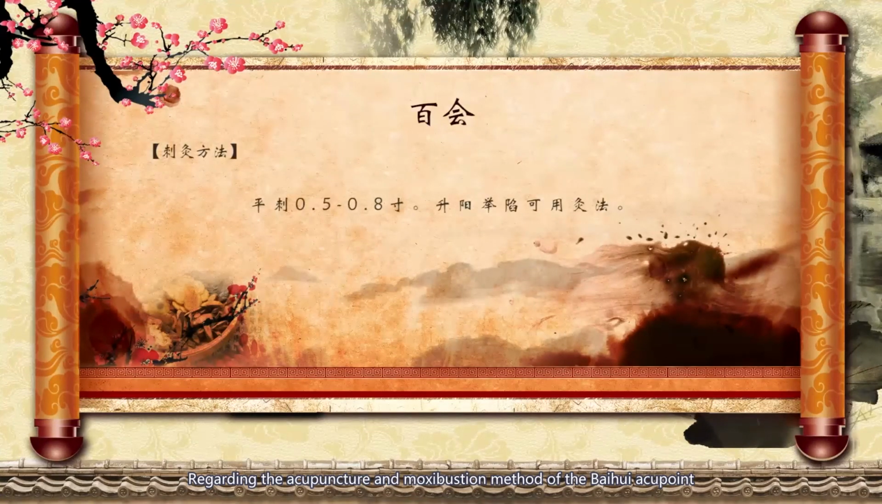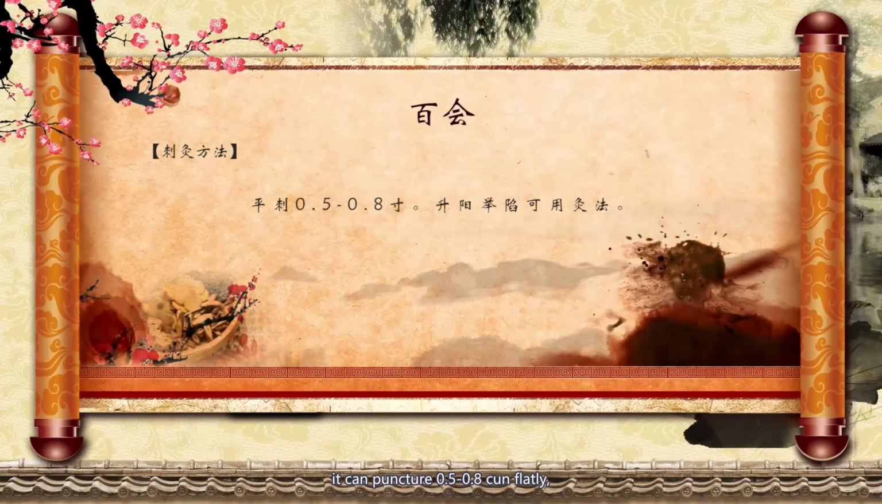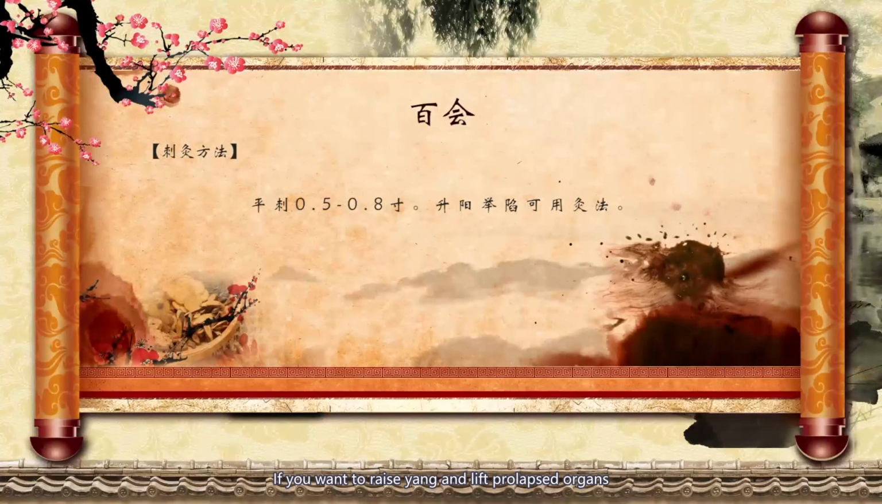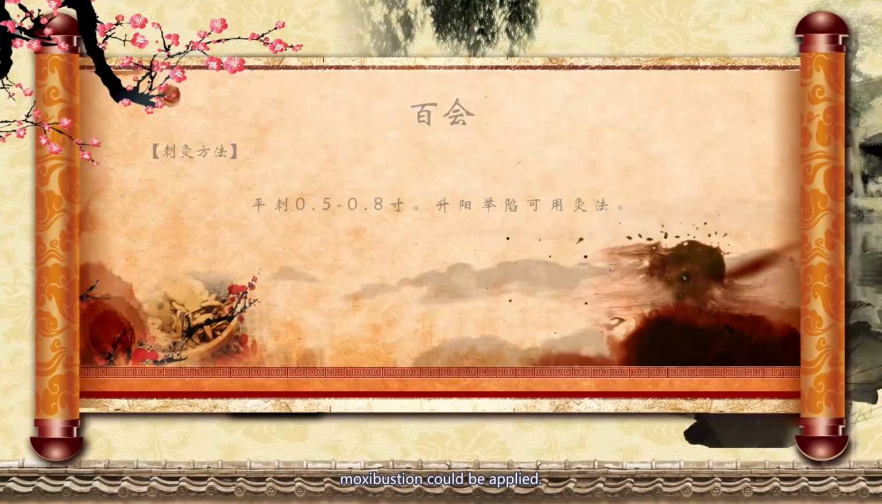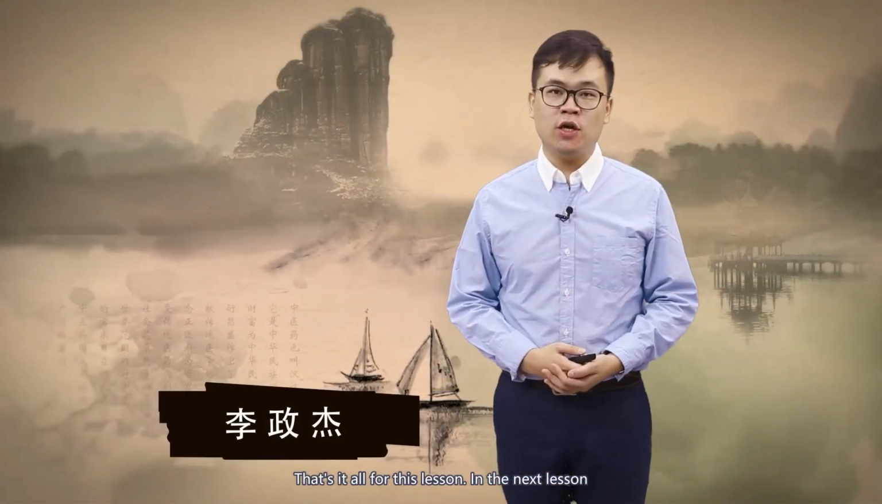Regarding the acupuncture and moxibustion method of the Baihui acupoint, it can be punctured 0.5 to 0.8 cun flatly. If you want to raise yang and lift prolapsed organs, moxibustion could be applied. That is all for this lesson. In the next lesson, we will learn about the meridians together.